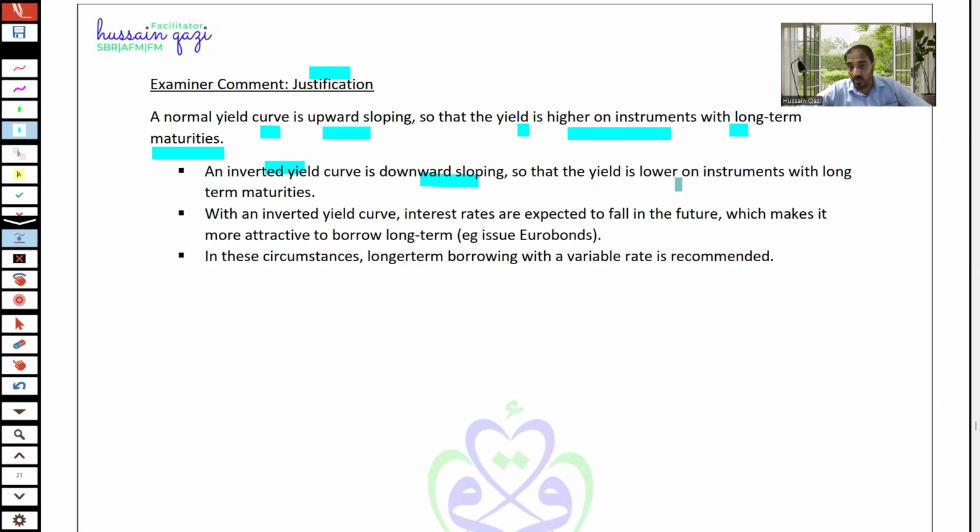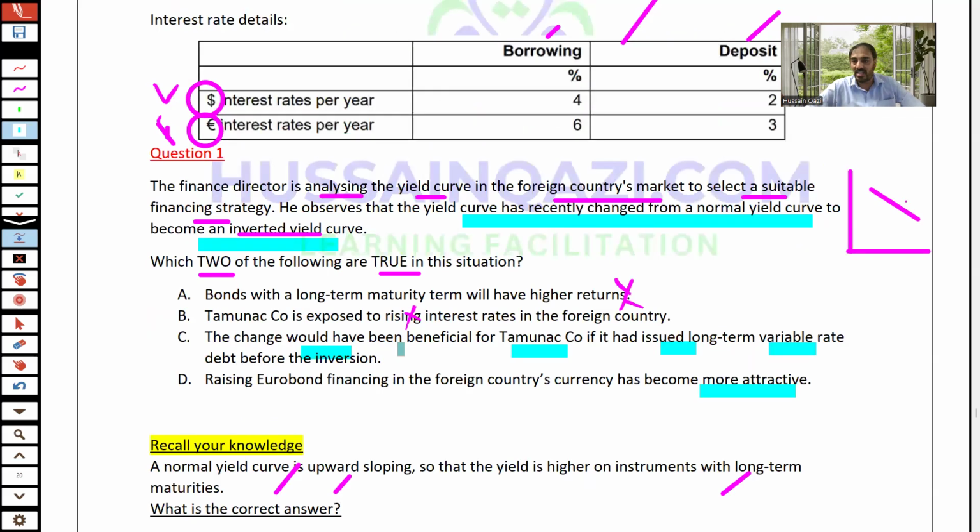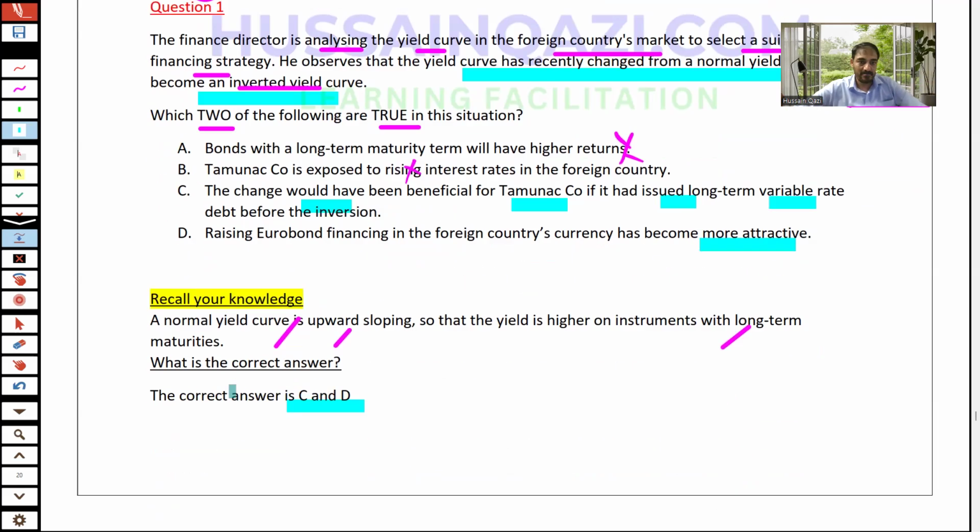Inverted yield curve, downward sloping, so yield is lower on instruments with long-term maturities. With an inverted yield, interest rates are expected to fall in future, which makes it more attractive to borrow, for example by issuing Eurobonds. In these circumstances, long-term borrowing, variable rate, and Eurobonds are recommended. So that is the way to select the answer. If you are confident, you simply select C and D. Actually, I've discussed this question in a manner where someone confused the worst situation.